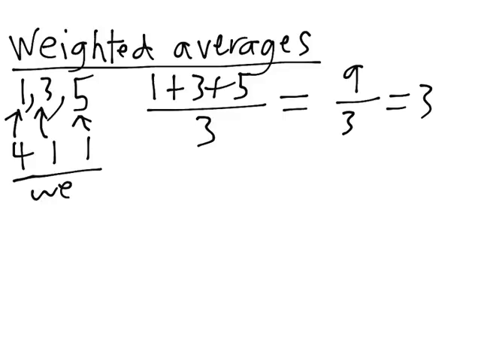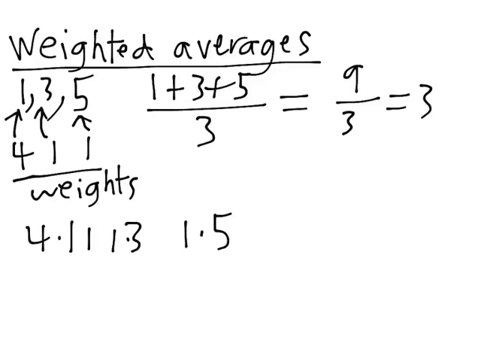Now to take the weighted average, we want to multiply each number by its weight and then add them up and divide by the total weight. So we have 4 times 1, 1 times 3, and 1 times 5.